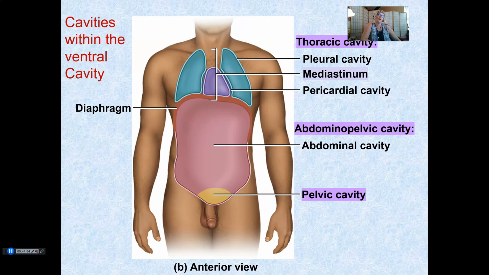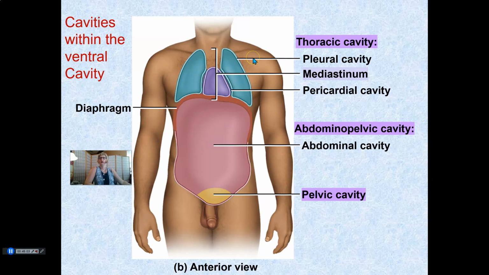Okay, so now we are finished discussing the regions. I'm going to move this over here so you can see better. We talked about the dorsal cavity, which we discussed in the last slide. We talked about the thoracic cavity, but now we divide the thoracic cavity even further. This region, the thoracic cavity, includes everything you need to know inside of it.